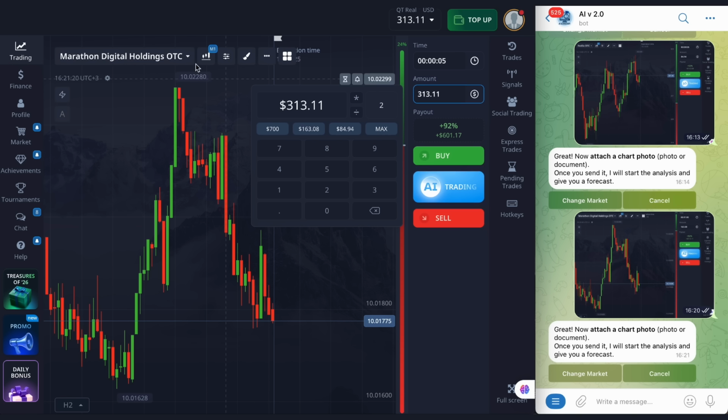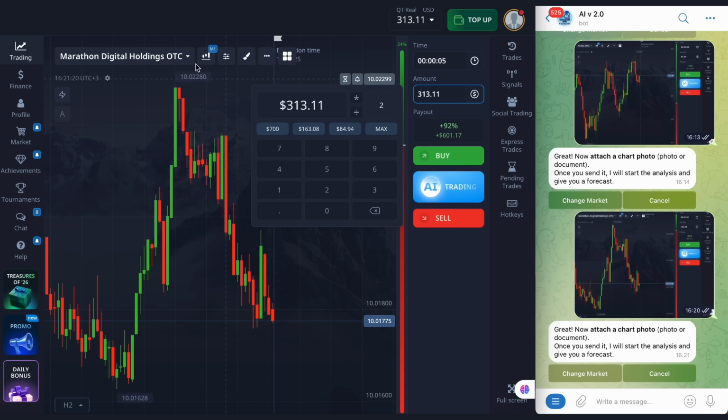Next trade, what is it gonna be? It is gonna be on Alibaba OTC. Alibaba OTC, that's a stock market. Let's go ahead and take a nice screenshot of Alibaba OTC. Right, attaching our screenshot to our AI screener, ladies and gentlemen.